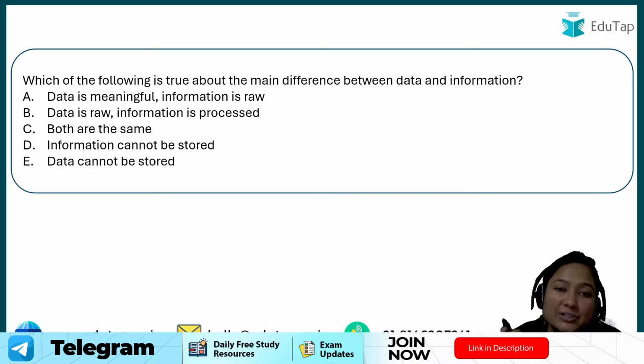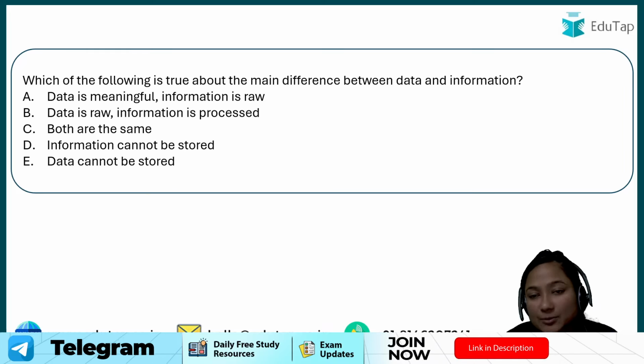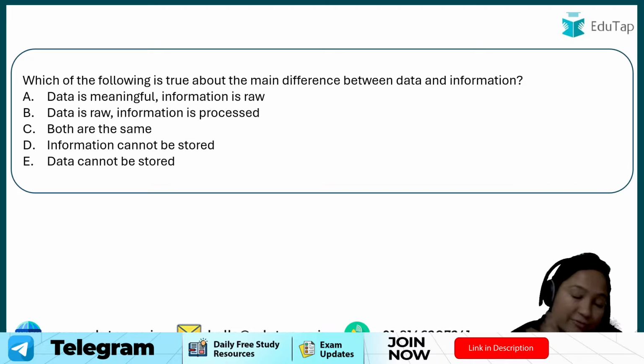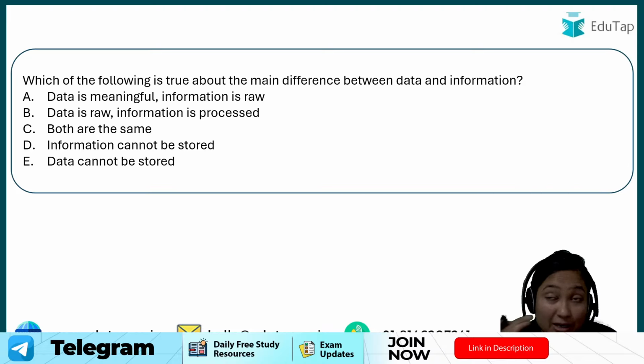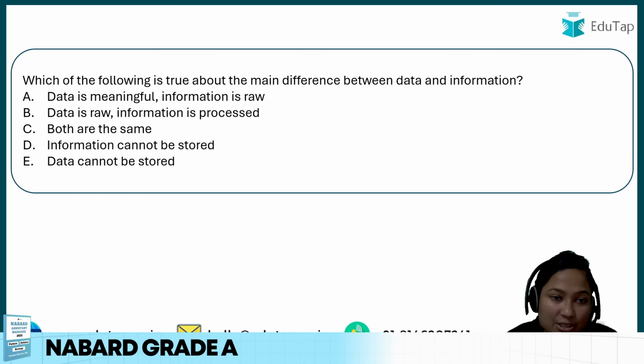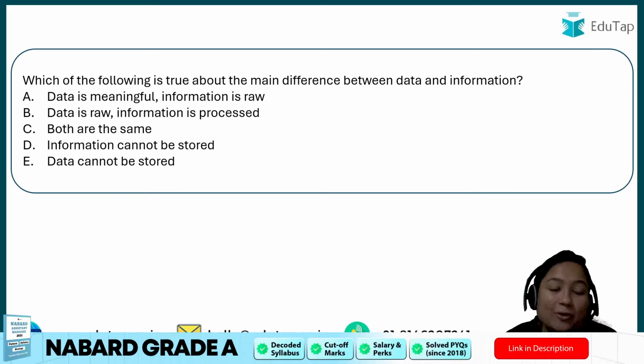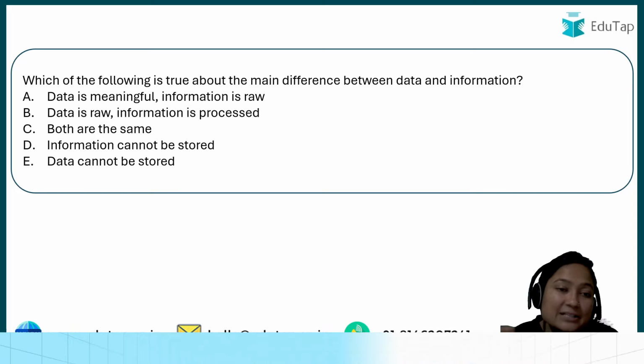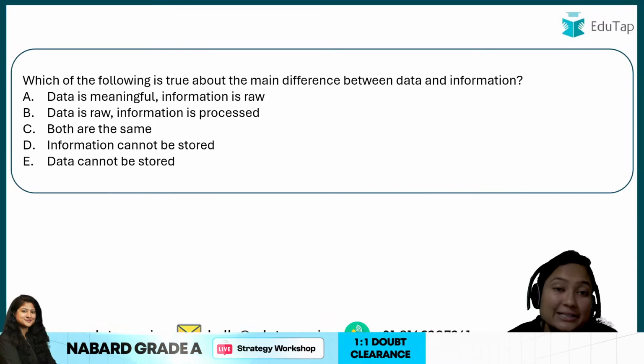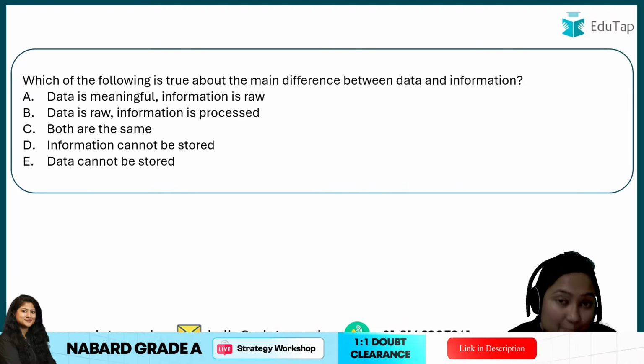Now, which of the following is true about the main difference between data and information? So you will have to tell the difference between data and information. We have discussed this. Data is meaningful, information is raw. Data is raw, information is processed. Both are the same. Information cannot be stored, data cannot be stored. The correct answer here will be option number B, that is data is raw, information is processed. Okay, we have discussed this one.